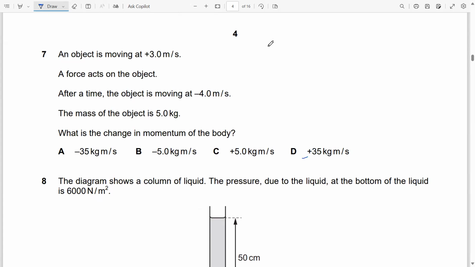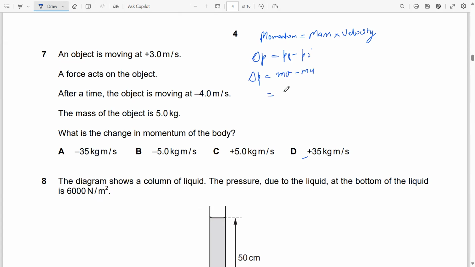So we know that momentum is given by the formula mass into velocity. Momentum is equal to mass into velocity. So change in momentum, we can find as final momentum minus initial momentum. Let's say final velocity is v. Mass will remain the same, so the equation we can write is mv minus mu.